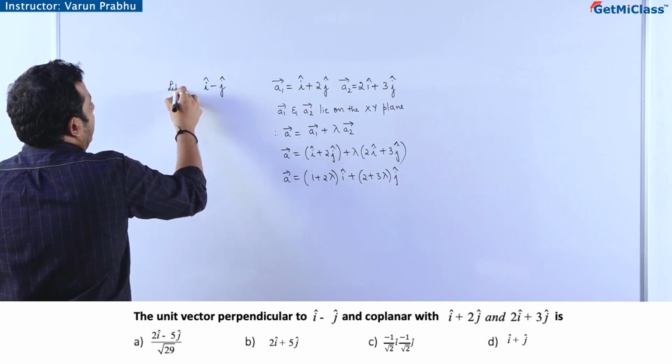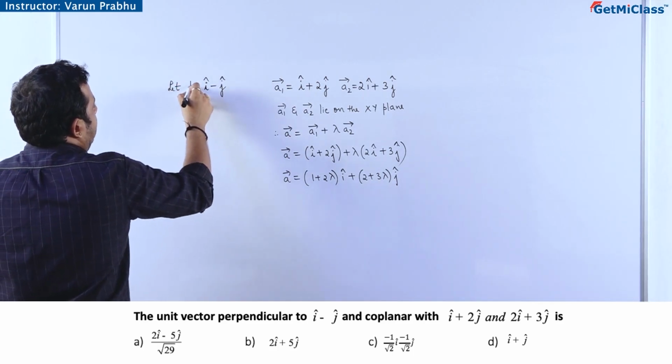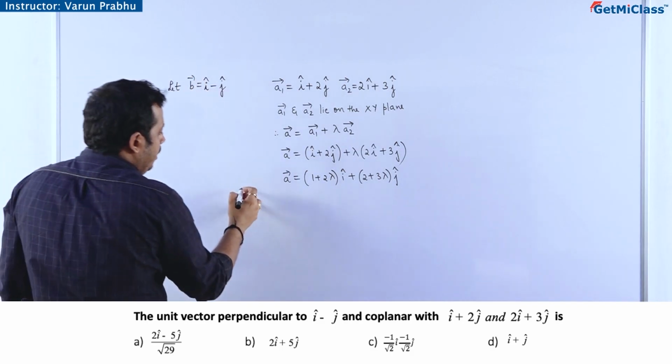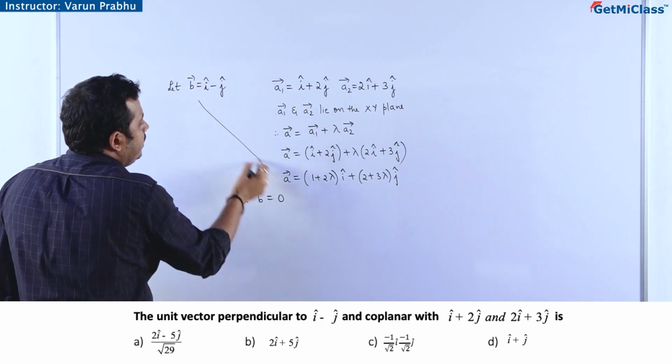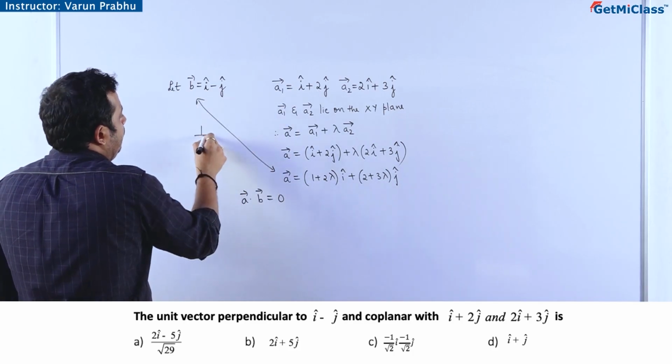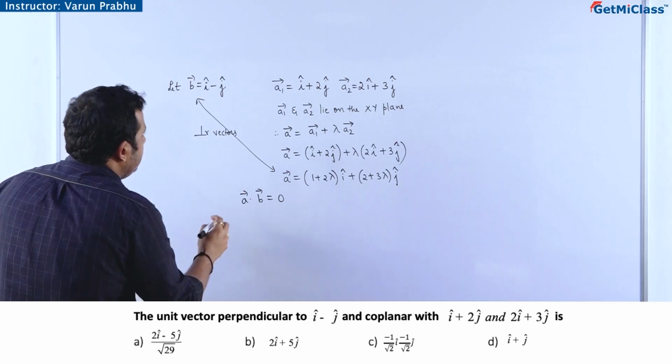Let vector b be equal to this vector. Now vector a dot vector b is equal to 0, because this vector and this vector are perpendicular vectors, as told in the problem, correct? So vector a dot vector b is equal to 0.